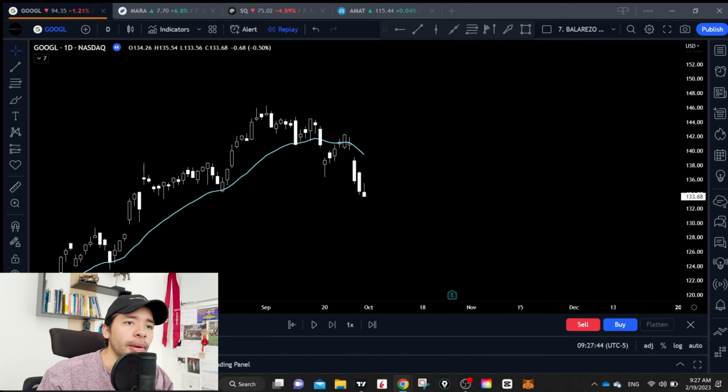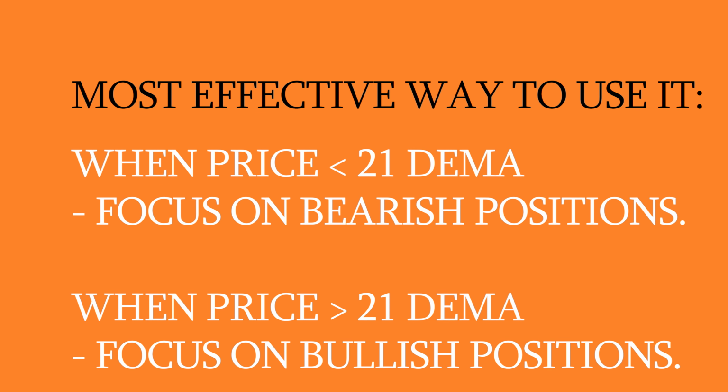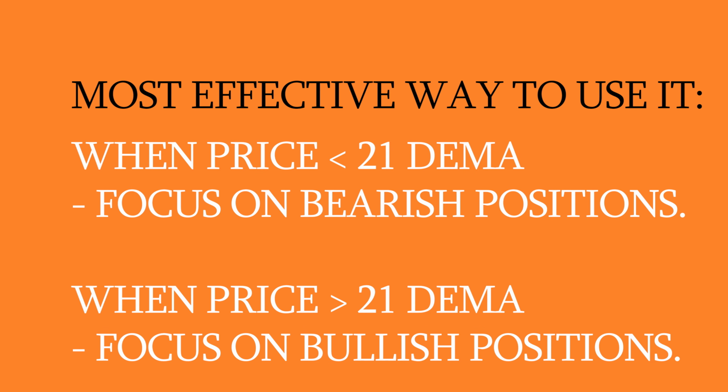Now let's continue moving here. Some of the questions that I ask is, what is the most effective way to use the 21 exponential moving average? In my experience, the most effective way to use the 21 exponential moving average is as a compass for the path of least resistance, something that we already mentioned. But what do I mean by this?